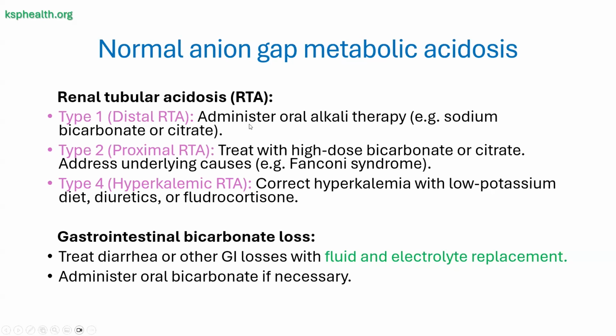So distal RTA is treated with oral alkali therapy, sodium bicarbonate or sodium citrate. Proximal RTA, treat with high dose bicarbonate because there is a profound bicarbonate loss in proximal RTA, and address the underlying cause. If there is a drug causing proximal RTA, avoid those. And hyperkalemic RTA, correct the hyperkalemia, that is very important: low potassium diet, diuretics, and fludrocortisone.